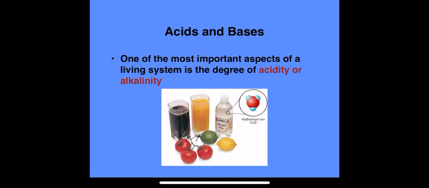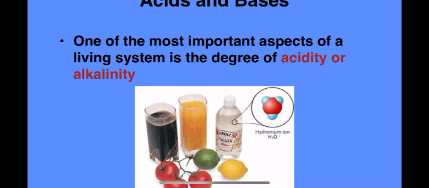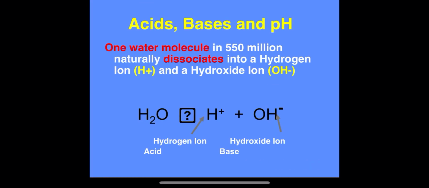So next are acids and bases. One of the most important aspects of a living system is the degree of acidity or alkalinity. As shown on the figure, any liquid can be acidic or alkaline. One water molecule in 550 million naturally dissociates into a hydrogen ion and a hydroxide ion, OH. So this is shown on the figure below: the hydrogen ion as acid, and the hydroxide ion as base.